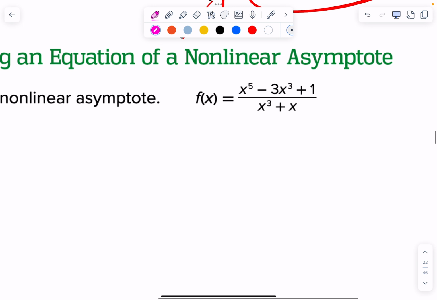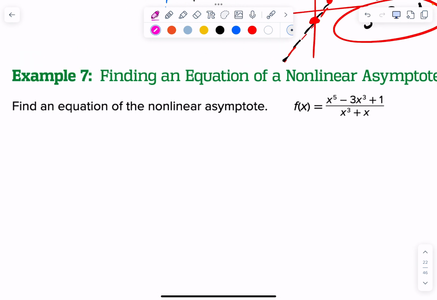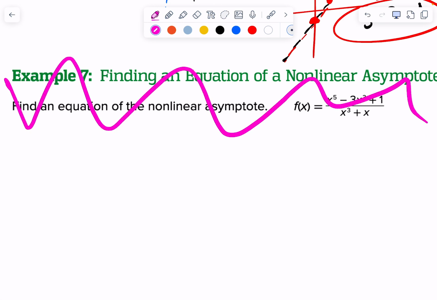Beautiful. Last one. Actually, example 7 we're not going to do. Okay?